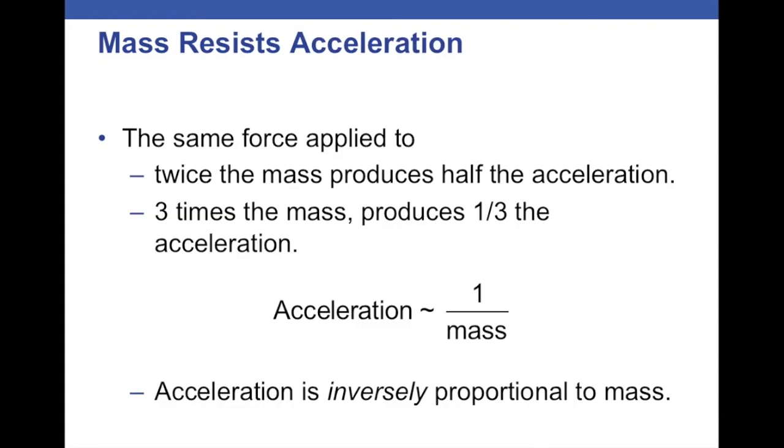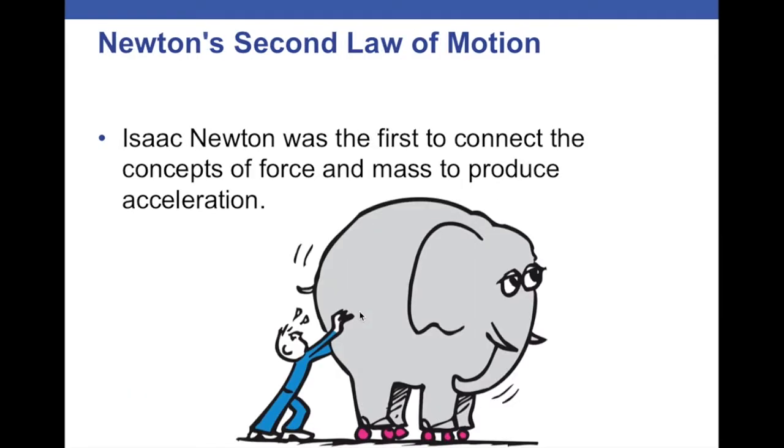Okay. So acceleration is inversely proportional to mass. If you make the mass bigger, you're going to make the acceleration smaller for the same force. We're going to put that to some questions here in a minute. Isaac Newton was the first to connect the concepts of force and mass to produce acceleration. He was the first one to recognize that if you double the force on the same object, you're going to have double the acceleration.